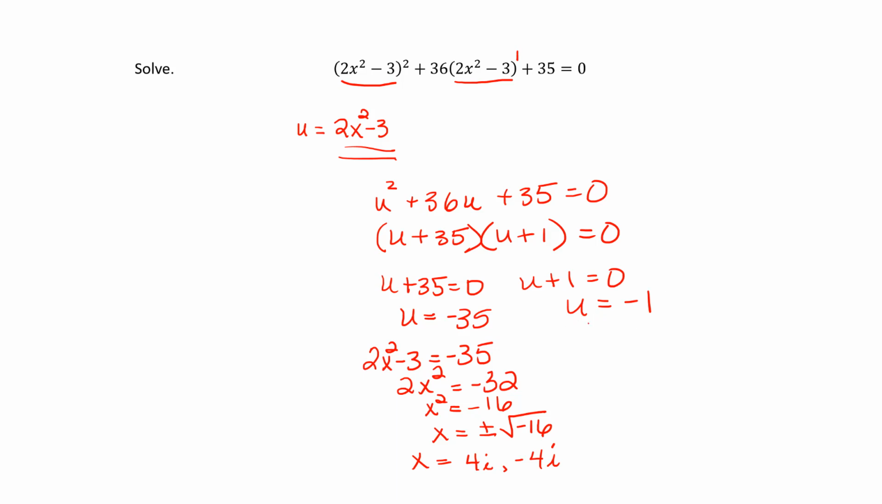And then I've got u equals negative 1. So 2x squared minus 3 equals negative 1. So add 3 to both sides, and that's 2. Then x squared equals 1. So x is going to be plus or minus the square root of 1, which is 1.